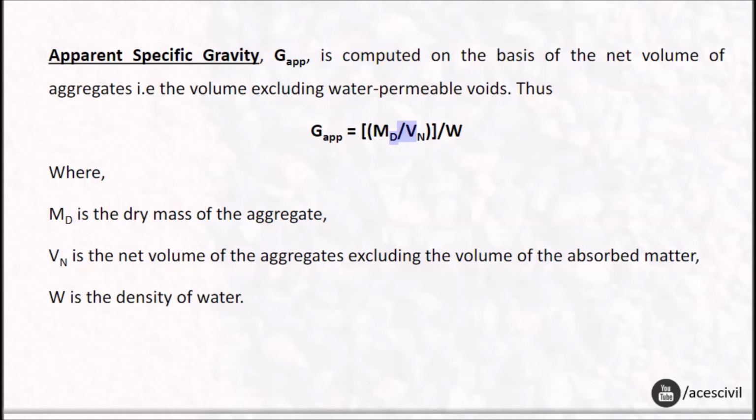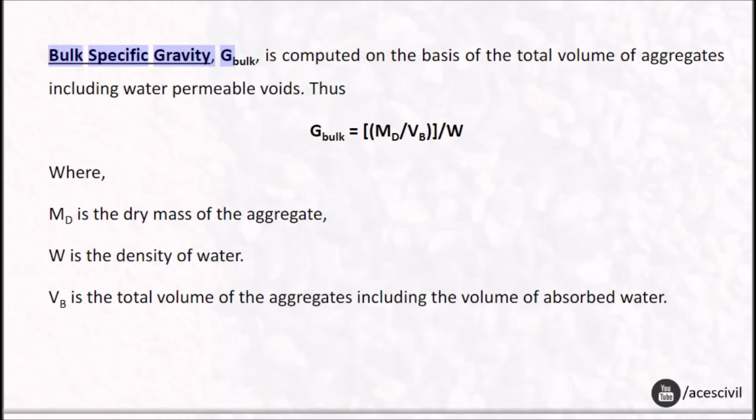M_d / (V_N * W), where M_d is the dry mass of the aggregate, V_N is the net volume of the aggregates excluding the volume of the absorbed matter, W is the density of water.